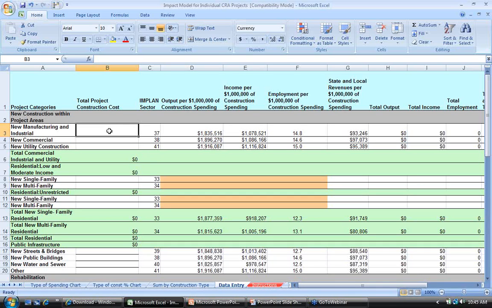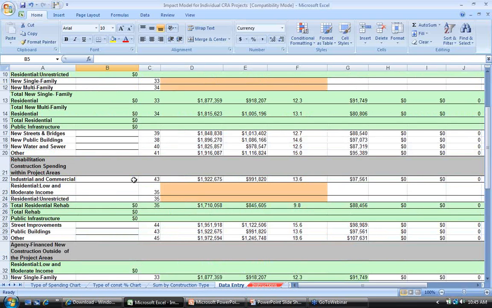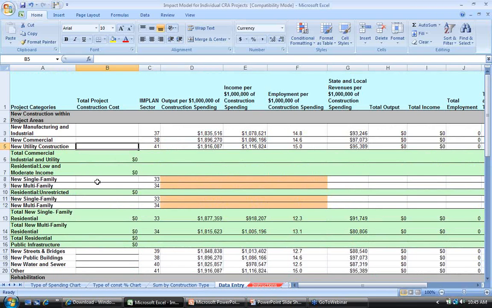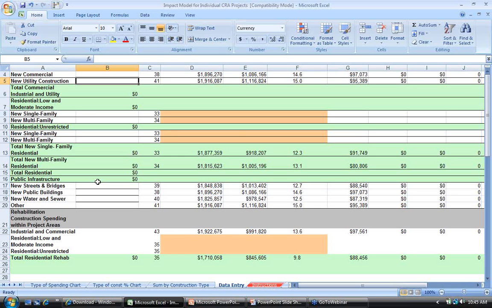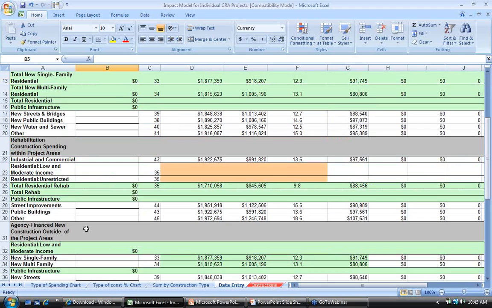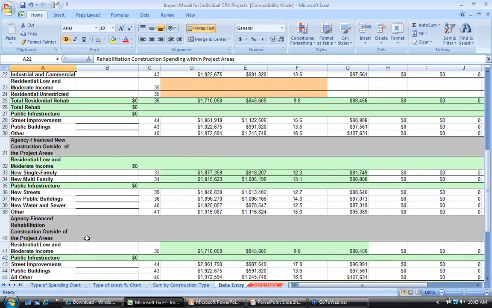And so each sector differs. For instance, if you're putting in new manufacturing industrial, it goes in this cell, new commercial goes in that cell, new utility construction goes in that cell, and these first ones are all inside project areas. You'll notice the title here. And then also we do agency financed new construction outside of project areas, and then rehabilitation construction in project areas and outside. Now, that's not absolutely the most important thing.